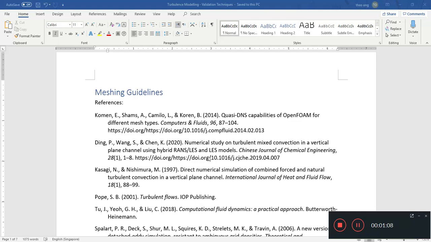Okay, so these are some guidelines, they're rules of thumb. Of course, if you want to really make it accurate, you have to delve into the theory, but I'll just give you a brief overview. Alright, so these are the references.